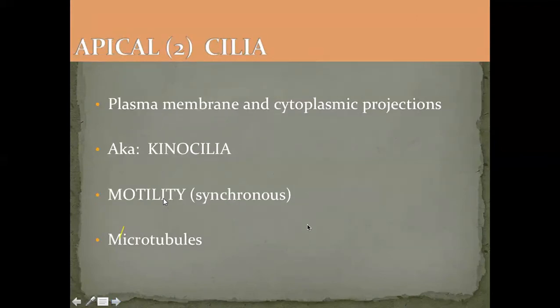Then another apical surface modification is the cilia. Cilia are plasma membrane and cytoplasmic projections. So they're also known as kinocilia. Kino, because of kinetics, na gumagalaw. So cilia have motility, compared to stereocilia. But the motility here is synchronous. If they are going to the left, they all will be going to the left; going to the right, going to the right. And they are made up of microtubules.